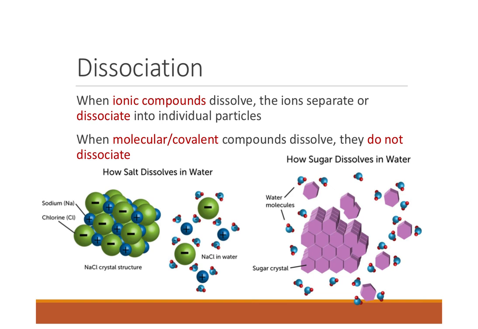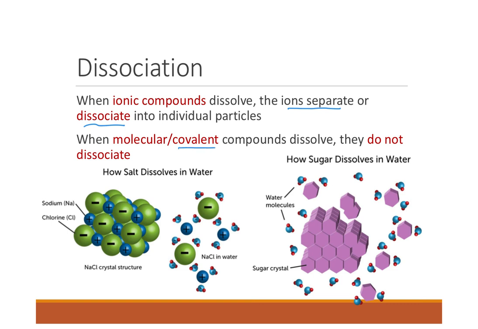When ionic compounds dissolve, the ions separate, and we call that dissociation. And so the positive and negative ions will move away from each other. This is true when they're dissolving in water because water is a polar molecule, has both positive and negative areas on the molecule. The oxygen end's a little more negative, the hydrogen end's a little more positive.